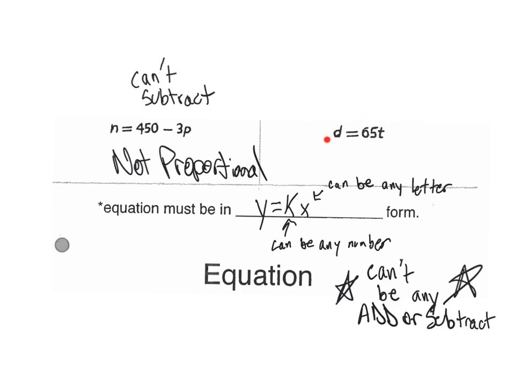Now let's look at this equation over here. D equals 65t. So let's see if that's in our y equals kx form. So y could be any letter, equals, k could be any number, so that would work, and then t, which is x, because we said x can be any letter as well. So right now, it looks like it's in perfect y equals kx form, so I would say this is proportional.